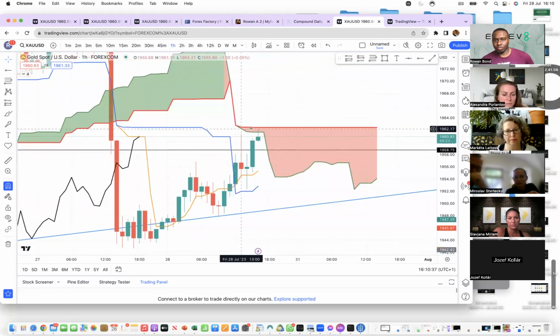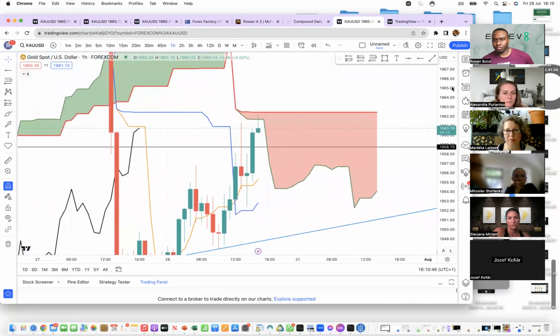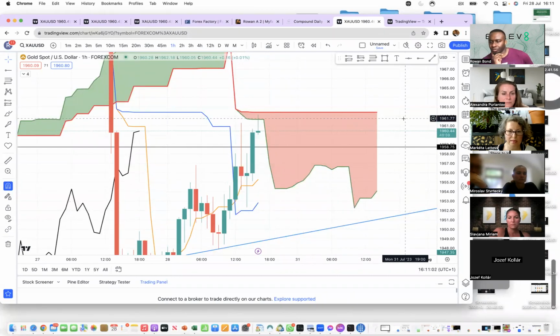What do you see? I spoke about that red line and if it's really flat. You see price came close to it and now is going backwards. So my prediction is it's going to try to push up to the line. If it touches this, it's going to come back down.